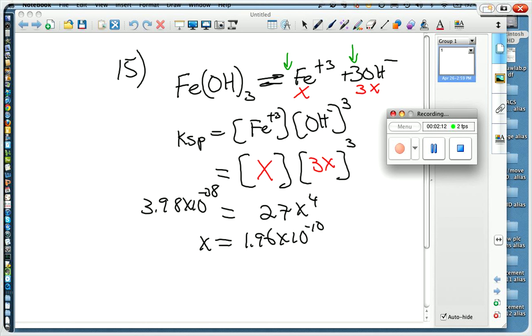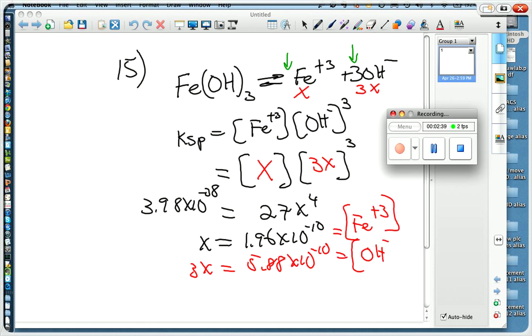So that gives us the concentration of iron. The iron ions is 1.96 times 10 to the negative 10th. The 3x, which is the hydroxide ion concentration, is going to equal 5.88 times 10 to the negative 10th, because the hydroxide ion concentration is 3 times the iron concentration. And once again, brackets mean concentration. And that's the final answer.